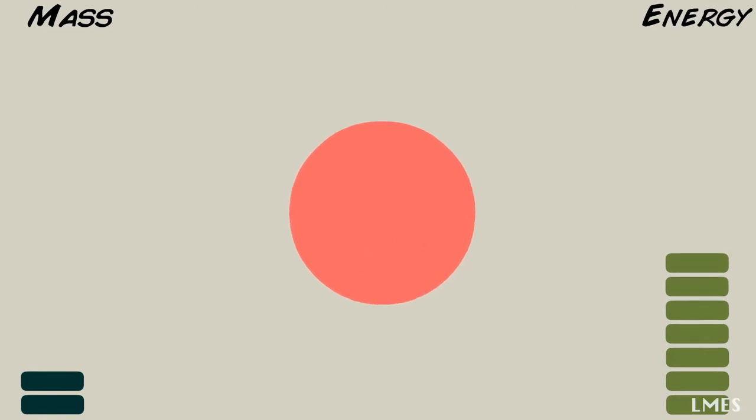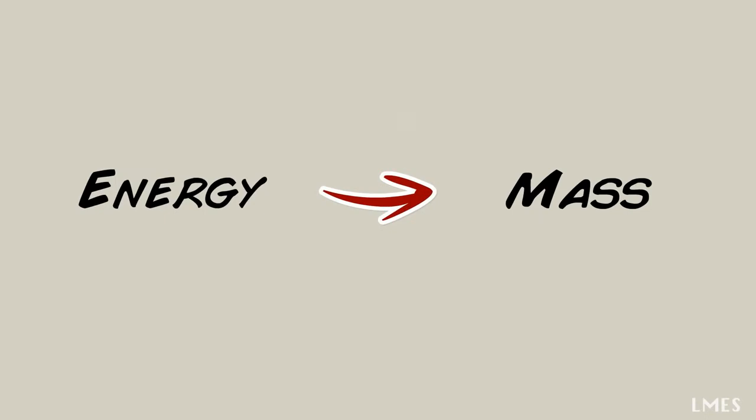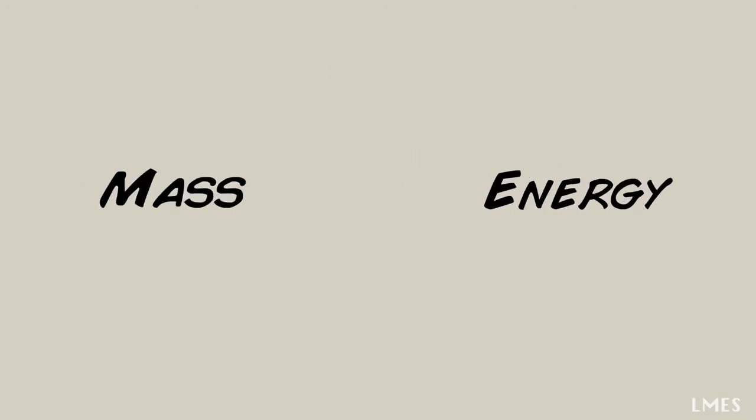The conclusion is, the energy that we apply to the object makes the object heavier, which means energy can be converted into mass, or mass can be converted into energy. In other words, mass and energy are interchangeable.